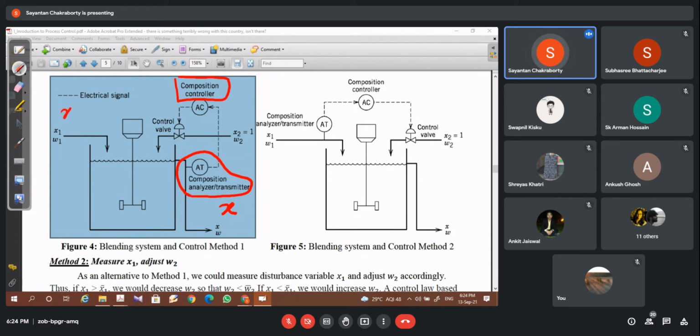See, if x1 is greater than x1 bar, for which, for x1 bar, we know W2 bar. X1 is greater than x1 bar, so the concentration of x1 in the inlet stream has increased. So what should be the operation on W2? What should be the value of W2? It should be greater than or less than W2 bar. Tell me.